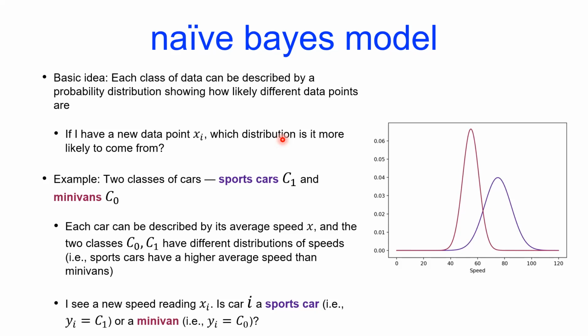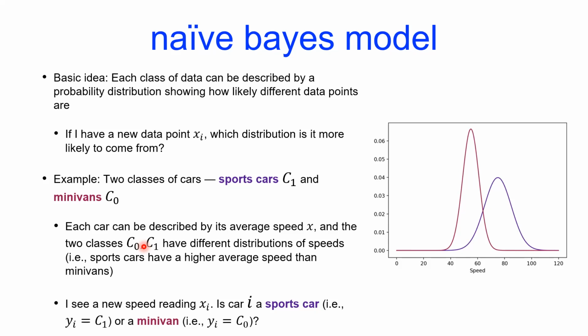So for example, we have a super simple example here. We have two classes of cars: sports car C1 and minivan C0. Let's say these two cars can be described by their average speed. Here we make a simplified assumption that the feature we want to measure is their average speed. If you have a sports car, you probably tend to drive a little bit faster. If you have a minivan, you drive a little bit slower.